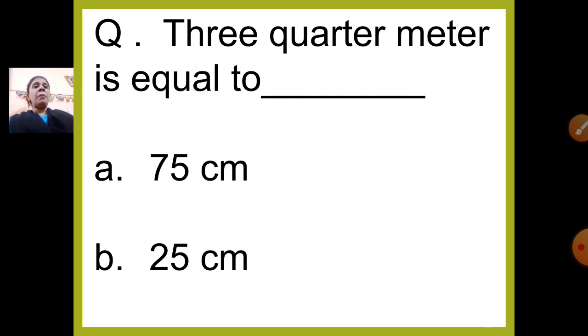Now children, 1 meter is how many centimeter? 100, correct. So what will be the 3/4 of 100? 1 meter is 100 centimeter, correct. So 3/4 meter will be equal to how much? Option A, 75 centimeter, or option B, 25 centimeter.